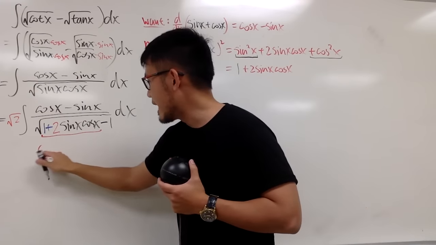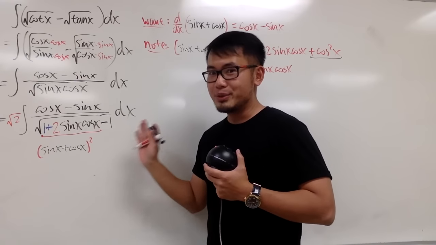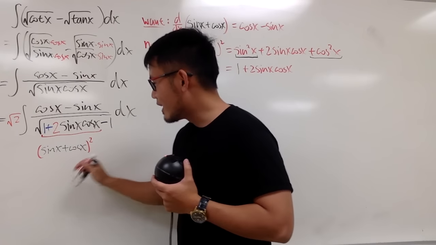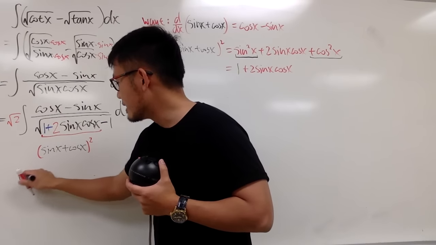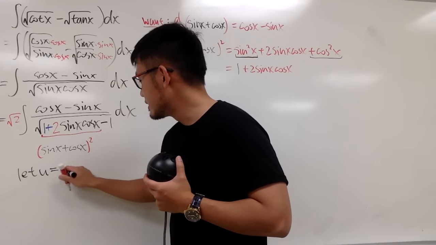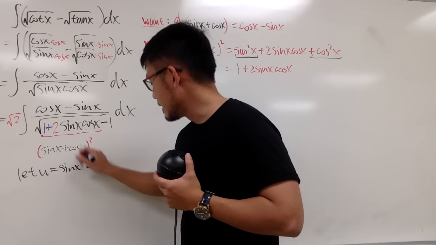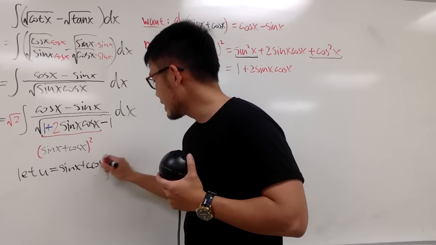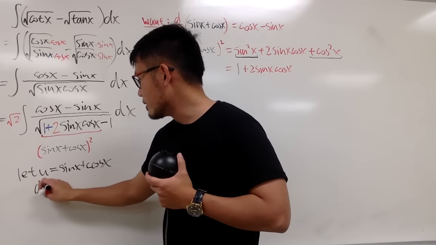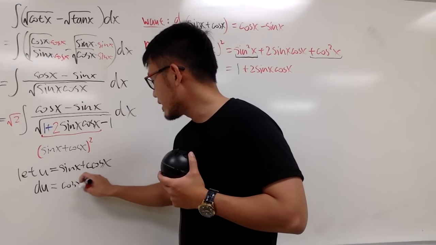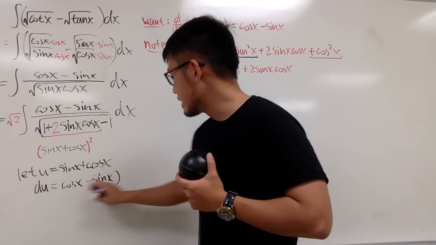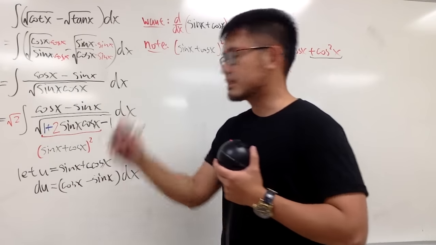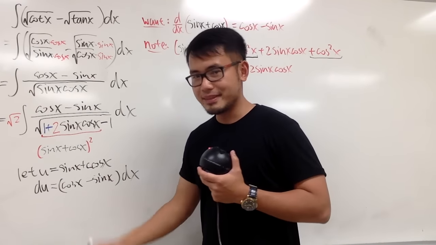So let me just write this down. So that's really nice. From here, we can go ahead and say let u equal sine x plus cosine x, and then you know the deal. du is equal to cosine x minus sine x dx, like that, isn't it?